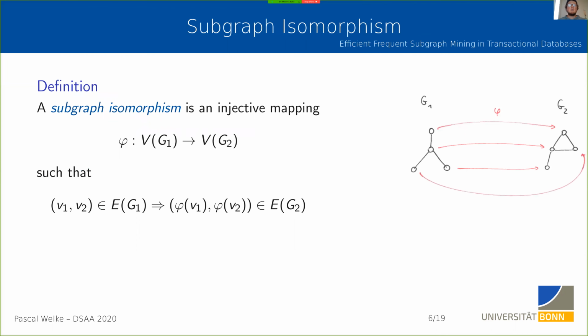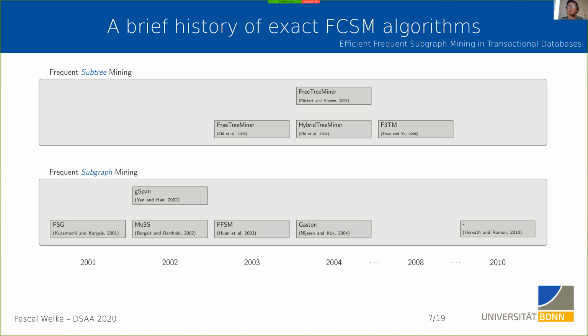Subgraph isomorphism, just so that we're on the same page, is a mapping from the vertices of the pattern graph, G1 in this case, to the vertices of the transaction graph, G2, such that whenever there's an edge in G1 between two vertices, there must be an edge between the images of these vertices in G2. This is the most natural or intuitive notion, at least for me, to define whether a pattern graph is contained in a larger graph. This problem is obviously NP hard. This makes our life a bit difficult here.